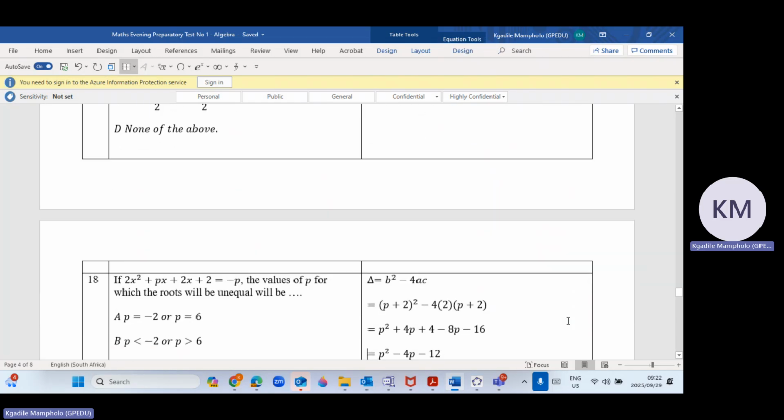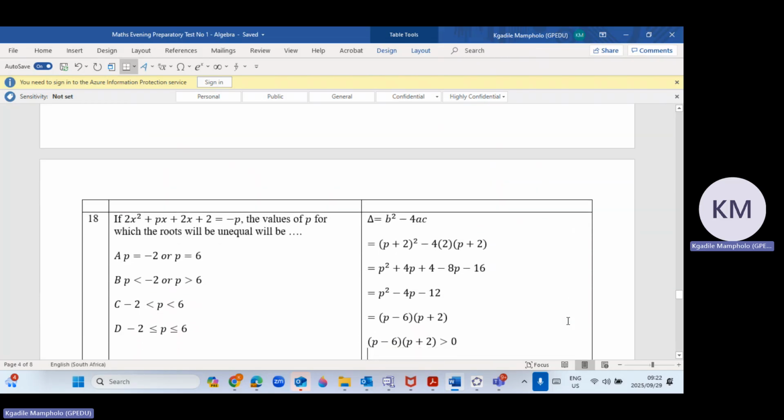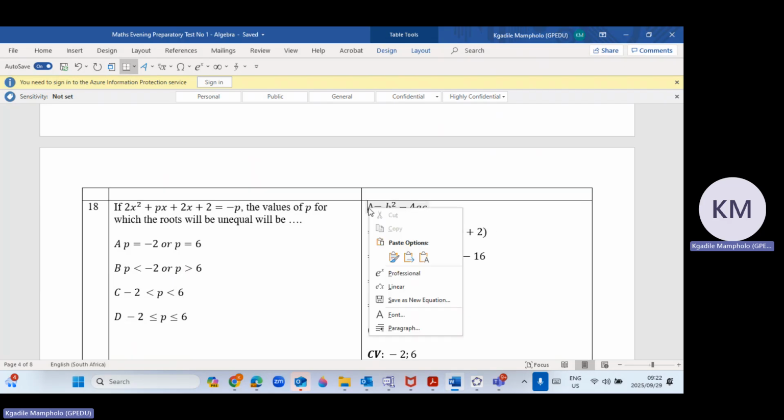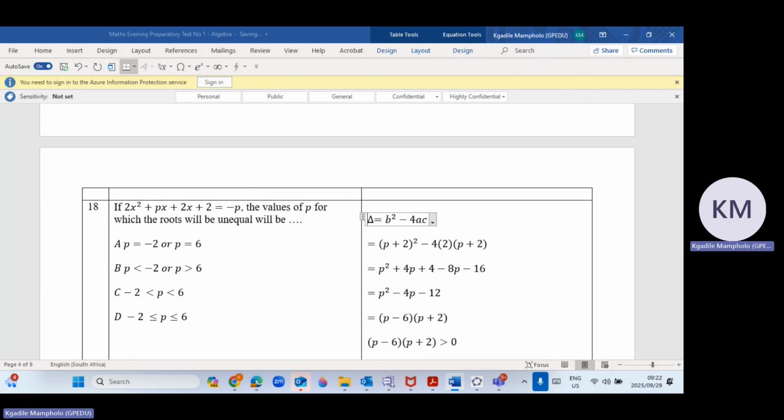Okay, number 18, if 2x squared plus px plus 2x plus 2 is equals to minus p, the values of p for which the roots will be unequal will be, remember, first you are going to write your equation in a standard form, take p to the other side. I think here I jumped a step. Let me write the step because it must be shown.